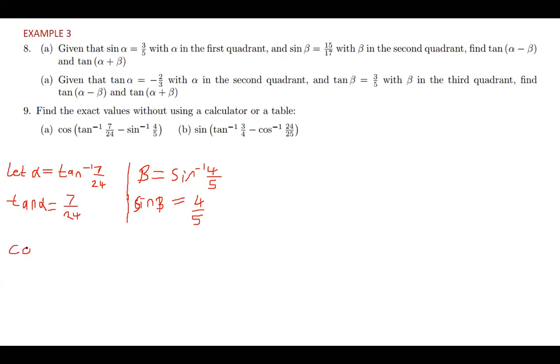This is going to be cos. Where there is tan inverse of 7/5, I'm going to replace with alpha. Let me not write it here. There's something that I want to come and put there. So let me write it this side. So I'm going to say cos, where there is tan inverse of 7/24, I'm going to put alpha. And then minus, and then where there is sine inverse of 4/5, I'm going to put beta, like that.